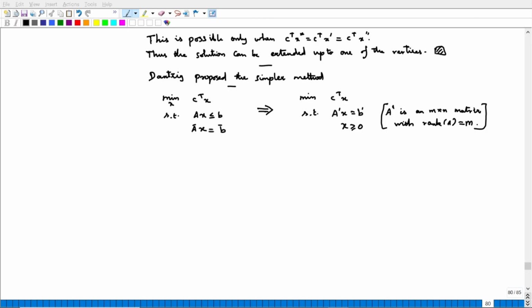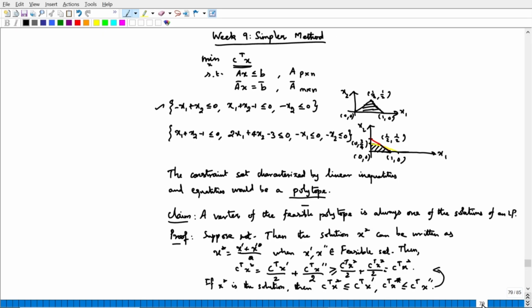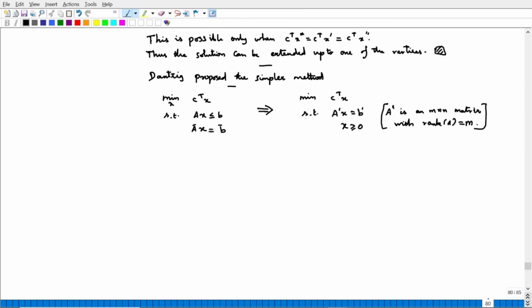We will of course take our usual example, the triangle example, where you have minus x1 plus x2 less than or equal to 0, x1 plus x2 minus 1 less than or equal to 0, and minus x2 less than or equal to 0. So the constraints are minus x1 plus x2 less than or equal to 0, x1 plus x2 minus 1 less than or equal to 0, and x2 greater than or equal to 0. Now, I do not like inequality constraints because I want equality constraints here.